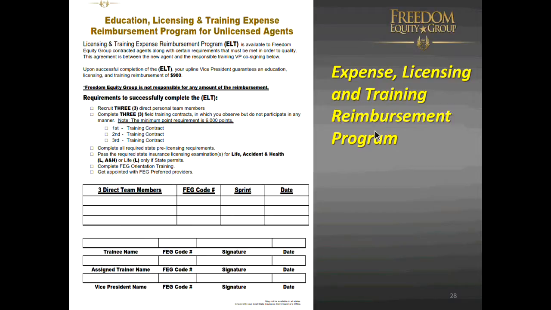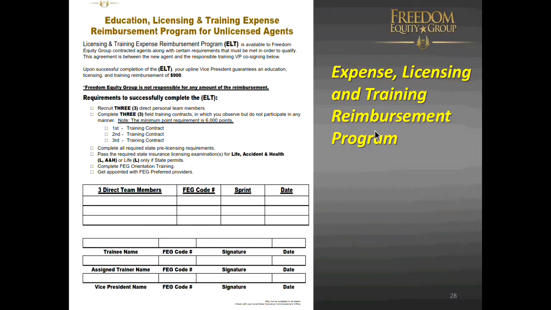So your trainer is going to help build your team for you. Your trainer is going to teach you the system. Your trainer is going to be there side by side with you along the way while you get this thing off the ground. And in your first 30 days, you're going to be reimbursed for any expenses that you incur.